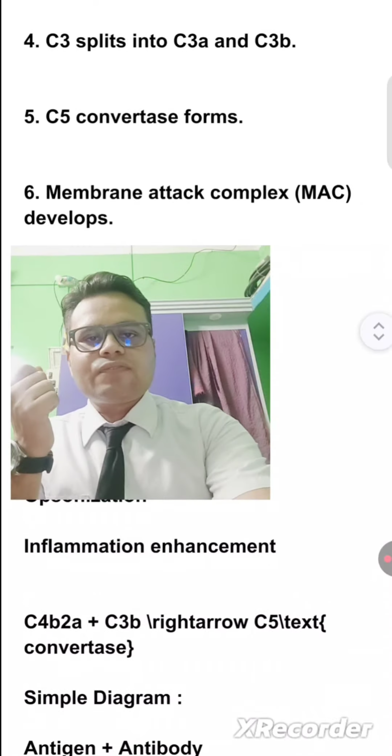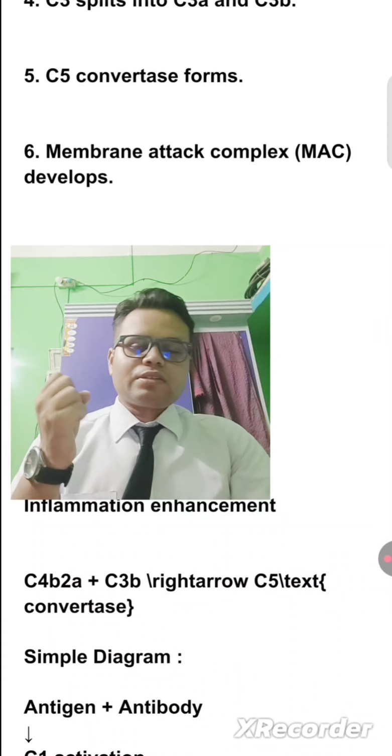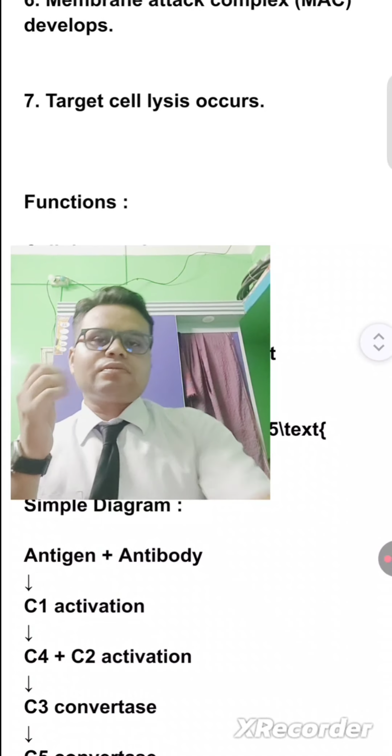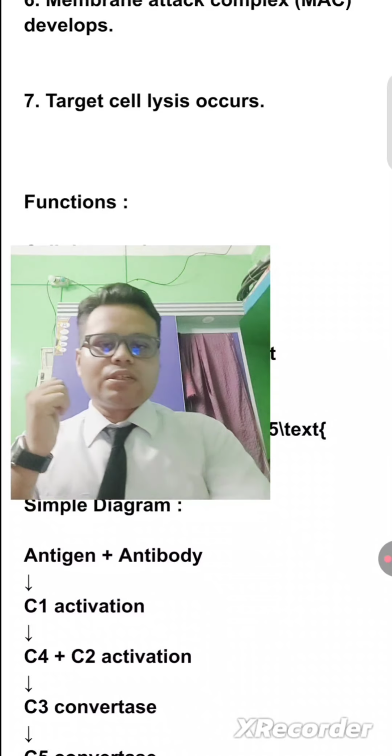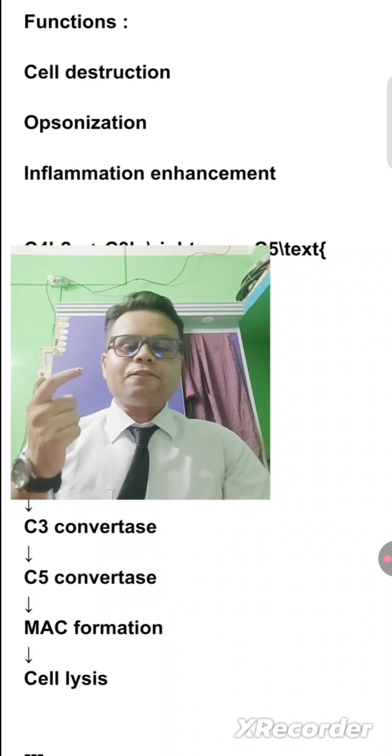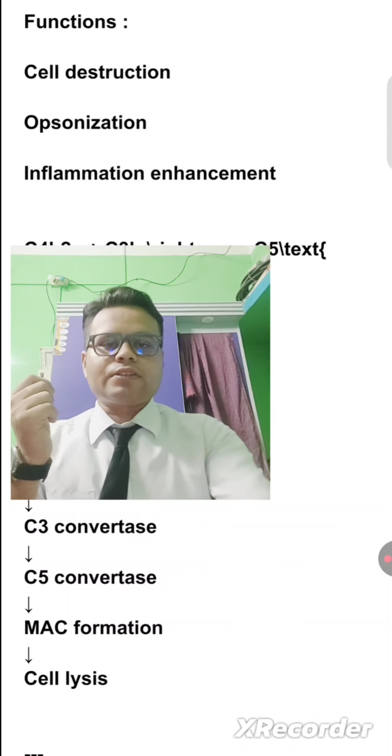Number 5, C5 convertase forms. Number 6, membrane attack complex, MAC, develops. And number 7, target cell lysis occurs. Now what is the function of it? Cell destruction, opsonization and inflammation enhancement.